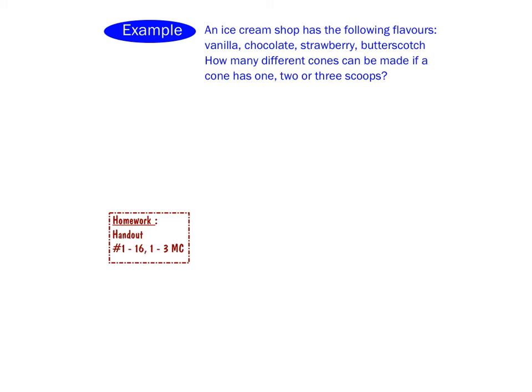But what's interesting here is that some people might go for 1 scoop, some people might go for 2 scoops, and some people might go for 3 scoops. We're looking for the total number of cones that can be made in each scenario. So let's start off with 1 scoop. For 1 scoop, it's actually very straightforward. It's just going to be the number of different flavors. 1, 2, 3, 4. Easy.